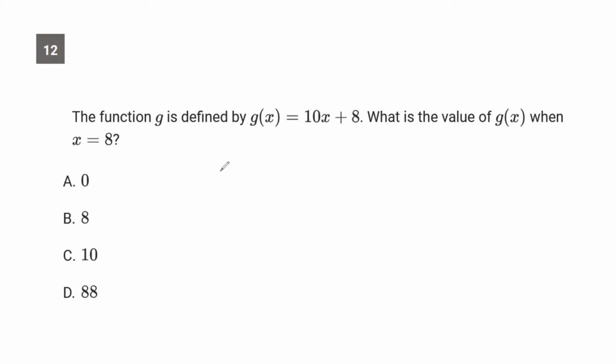The function g is defined by g of x equals 10x plus 8. What is the value of g of x when x equals 8? So when x equals 8, we're going to plug in. So we're going to do 10 times 8 plus 8. It's going to give us 80 plus 8 equals 88, which is D. Okay, perfect, great. Now I'll go to the next one.